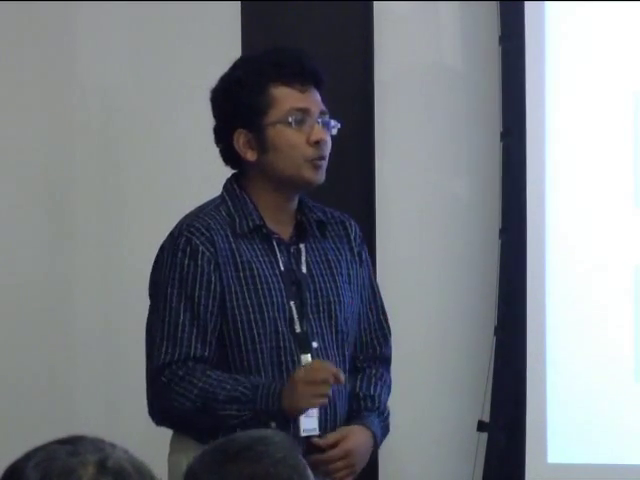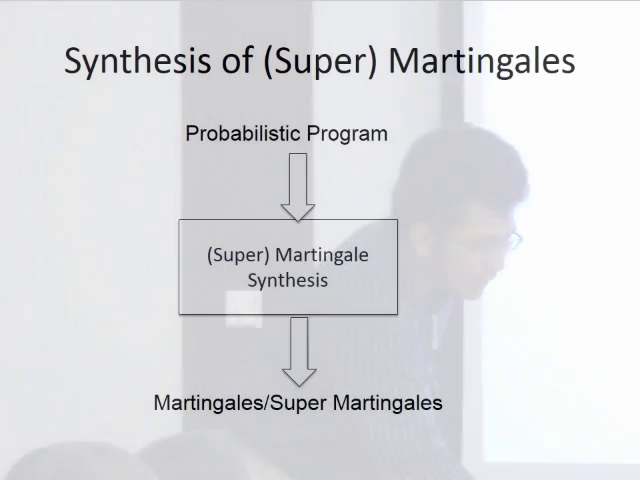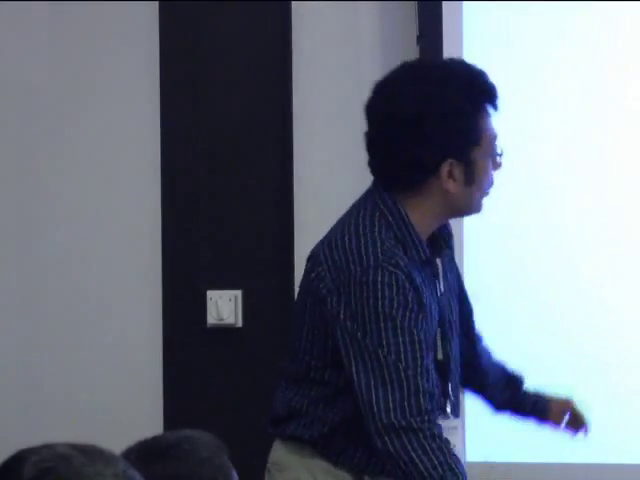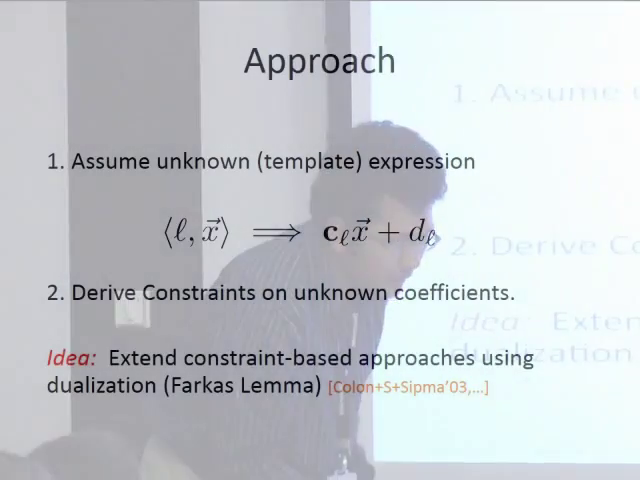So I'll give you a two slide overview on that towards the end. So how do you discover martingales? If you know anything about the work we did in the past, then you will have an idea of how we do this, but let me explain. The goal is, given a program, we want to synthesize martingales. So how do we do that?